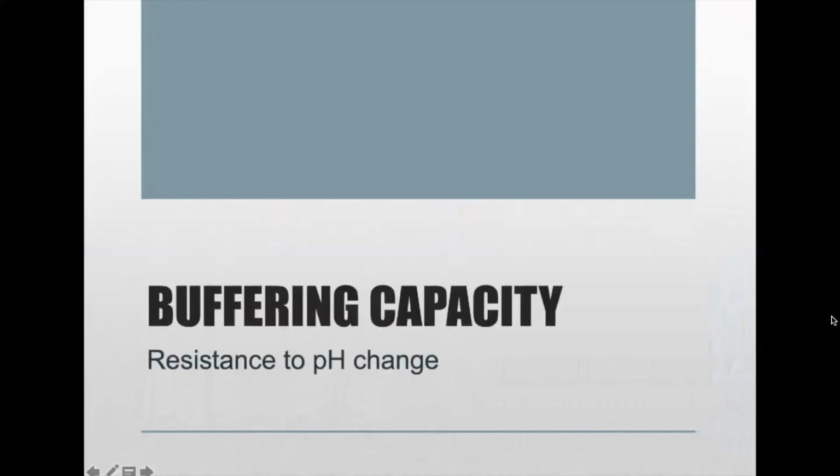So now I want to get into buffering capacity. The buffering capacity is the resistance to pH change. This is a really important measure, and you need to know this about your soil, so you can determine how much your soil is going to resist pH change, if it's greatly or if it's not at all. So if your soil has a high buffering capacity, this means you'll need to apply more lime to increase the soil pH because it is more resistant to change.